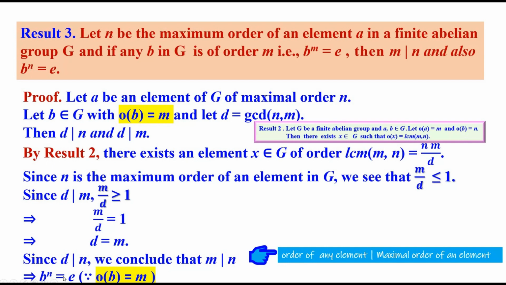And from here it's very obvious that n being a multiple of m and b power m being e, we conclude that b power n is the identity element. So this result says that the order of any element divides the maximal order of an element. So these are the prerequisites to prove the fundamental theorem on finite abelian groups.